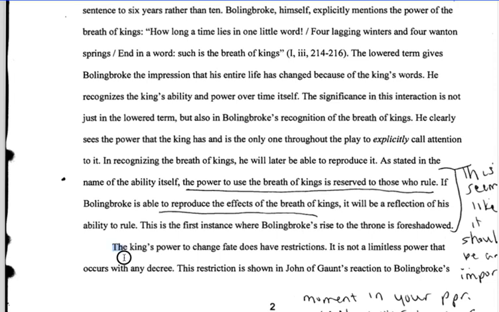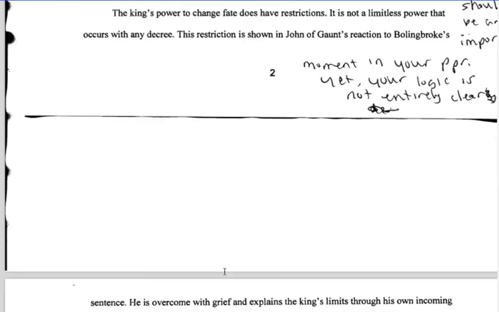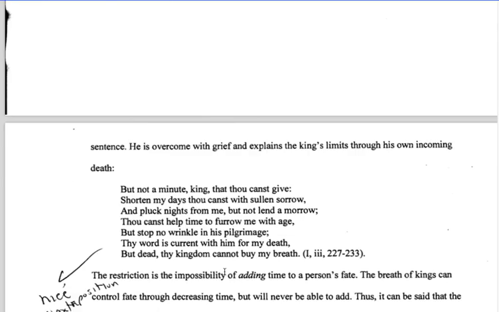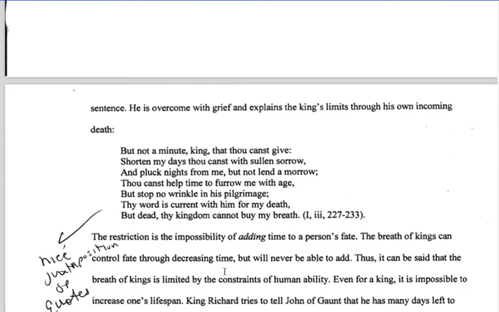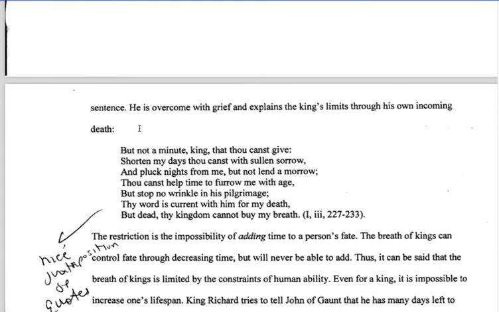The king's power to change fate does have restrictions. It is not a limitless power that occurs with any decree. This restriction is shown in John of Gaunt's reaction to Bolingbroke's sentence. He is overcome with grief and explains the king's limits through his own incoming death. "But not a minute, king." The student could have probably introduced this quote a little bit better by saying that this is John of Gaunt's speech. It's his deathbed speech, right?